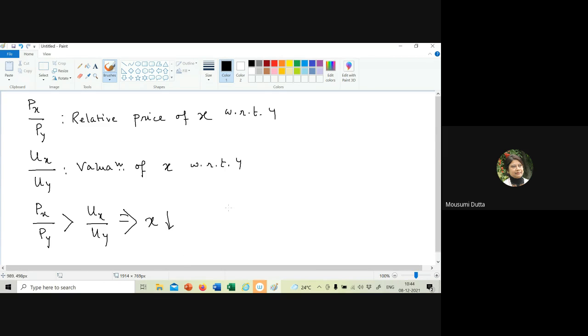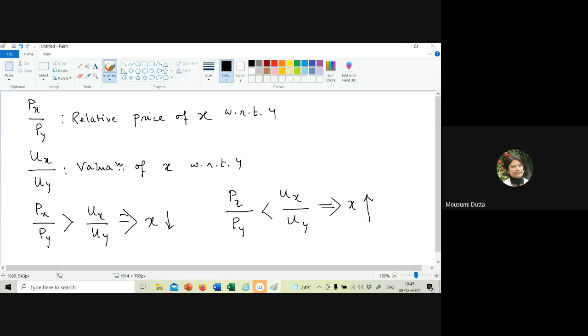reduce consumption of X. On the other hand, if Px by Py is less than Ux by Uy, then your feeling is what I am paying is less than the satisfaction I am getting out of it. The additional amount I am paying is less than the additional satisfaction I am getting out of this consumption. So if this happens, naturally being a rational consumer, you will like to increase consumption of X.